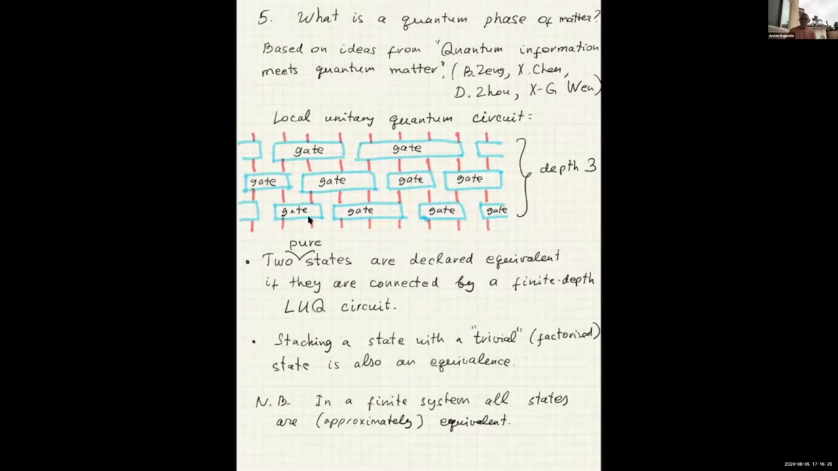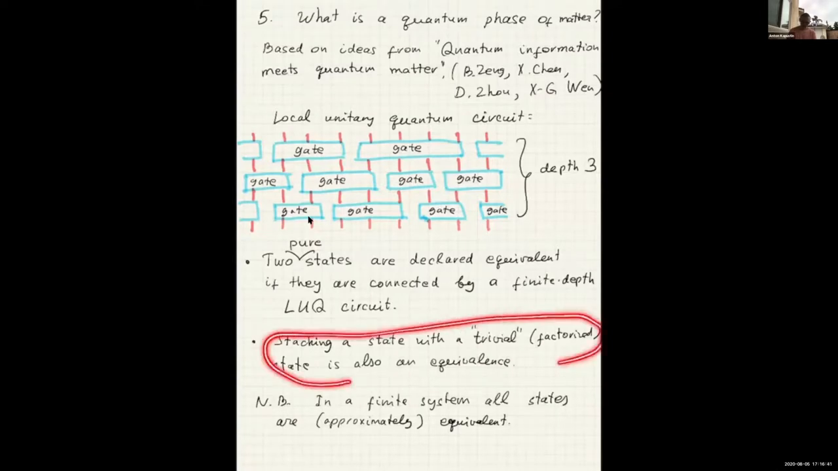You should define a quantum phase of matter as an equivalence class of gapped states or clustering states under some equivalence relation. So what is this relation? There are two kinds of equivalences you want to enforce. The more trivial is that if you stack some state with a trivial, that is a factorized state, where there are no correlations at all, that gives an equivalent state. That's kind of an obvious requirement. Stacking with some completely boring system doesn't give you anything new.